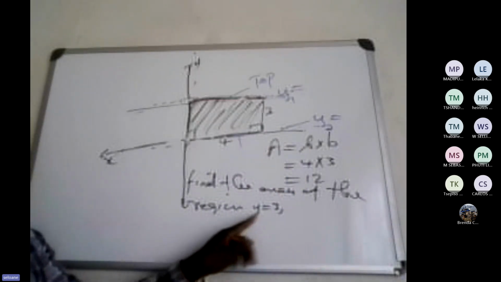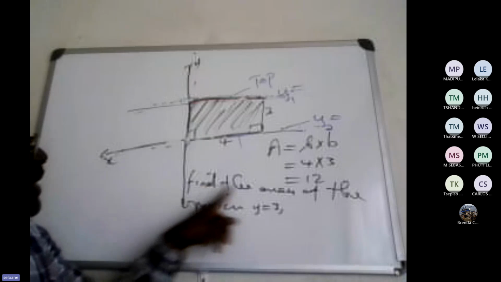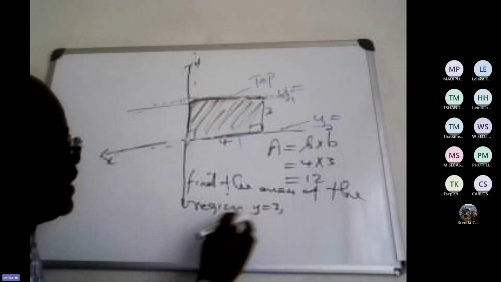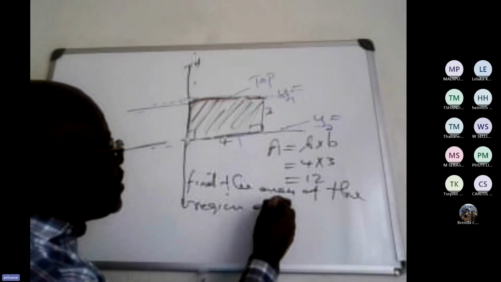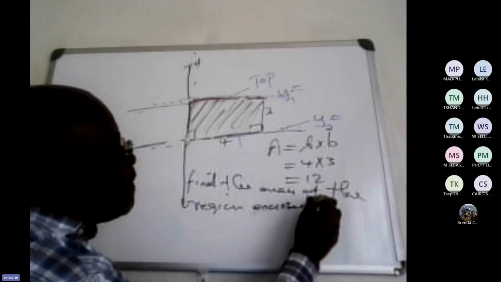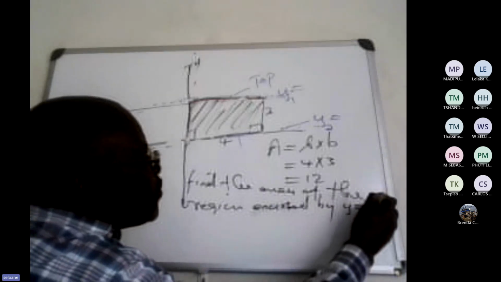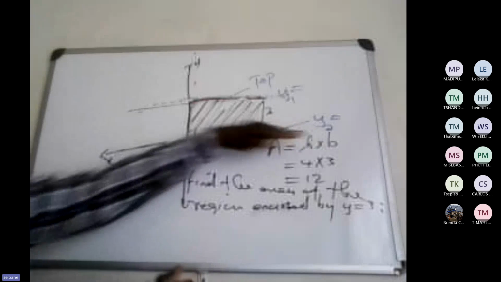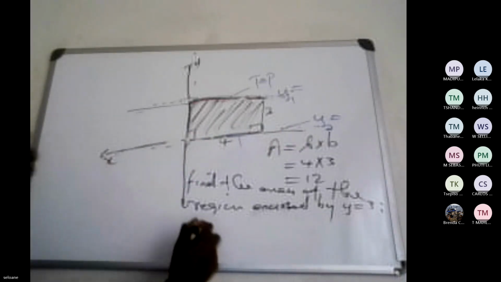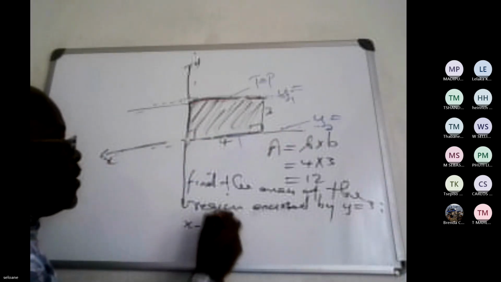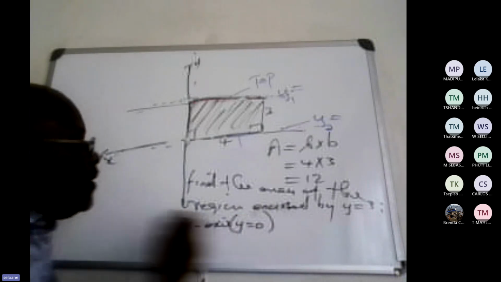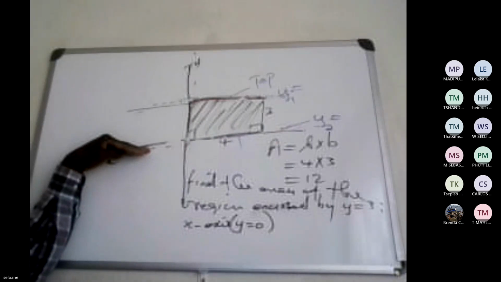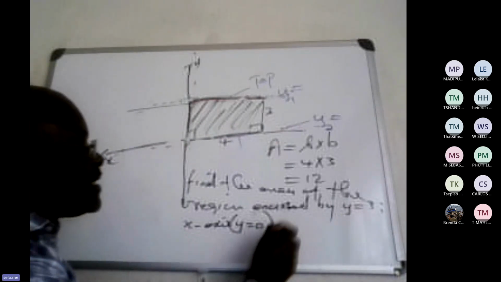Meaning you can say, find the area of the region enclosed or bounded by y equal to 3, that is this one, and the x-axis, which you can say y equal to 0. Remember, you can say the x-axis or y equal to 0, meaning this one. And what?